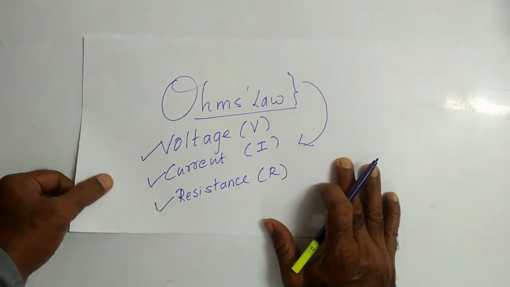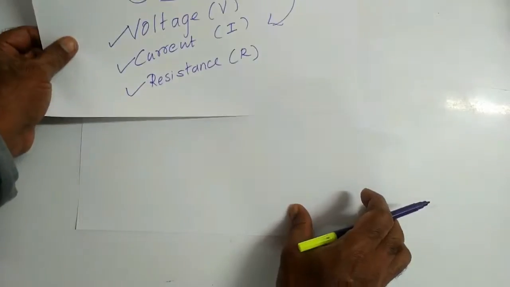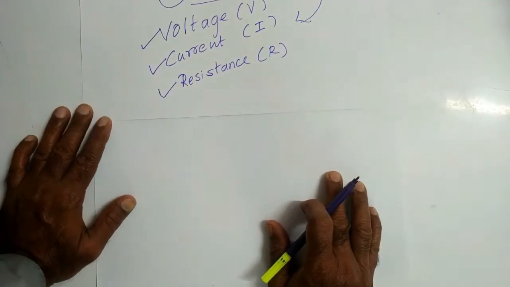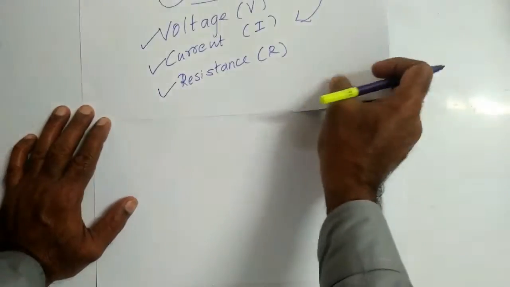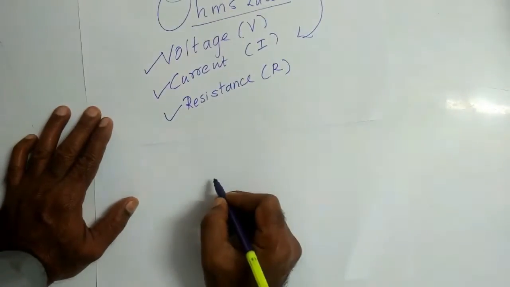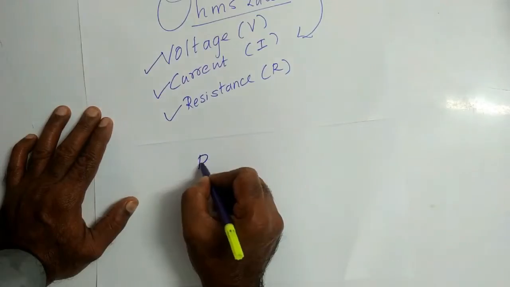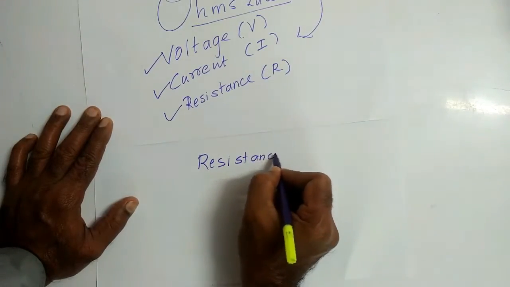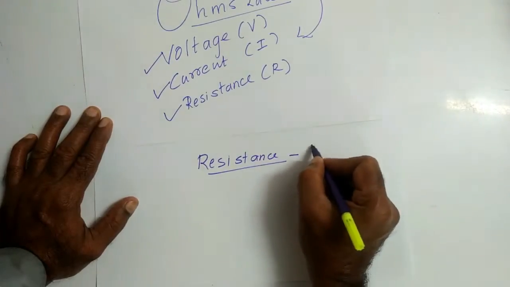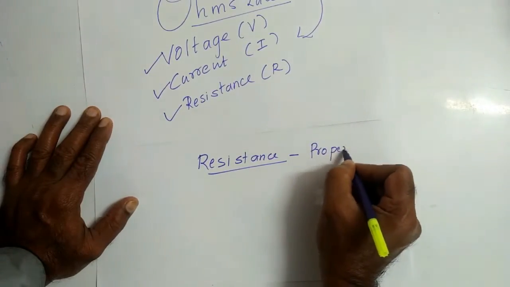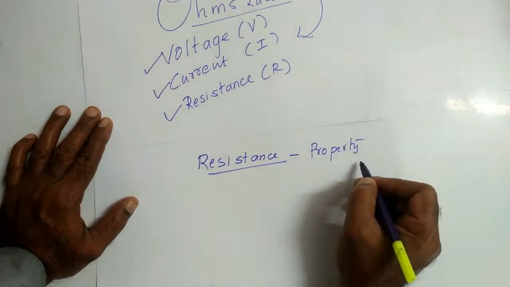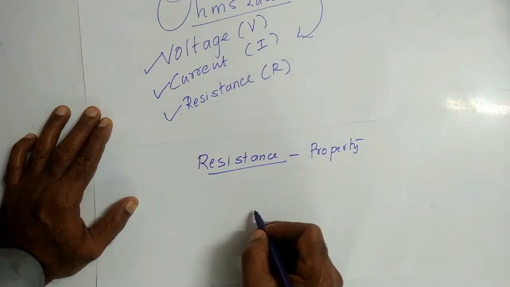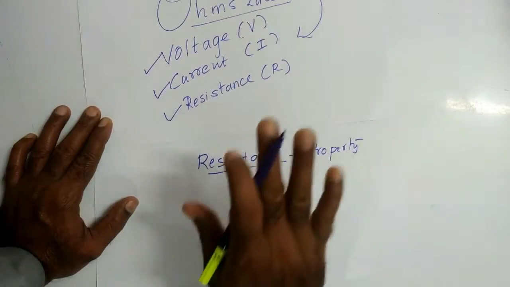of class 10th. So now I'm going to talk about resistance. In simple words, let us try to understand what is resistance. So first one is resistance. Resistance is a property of a metal. And what is that property? A property to oppose the flow of current.